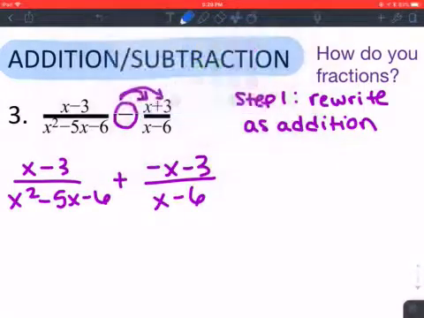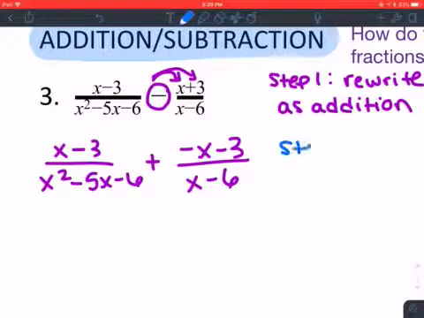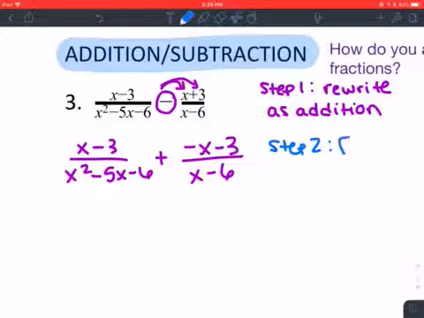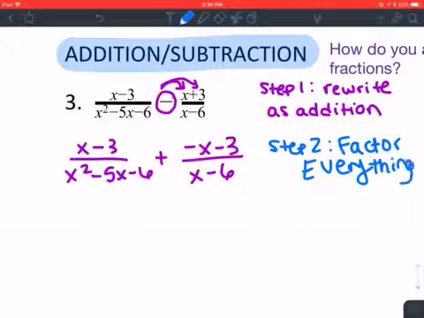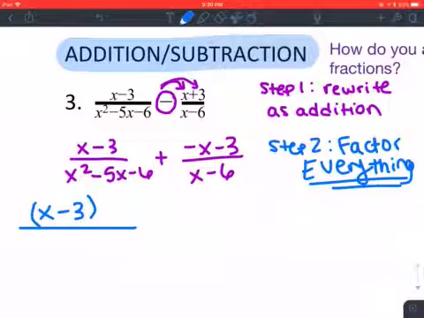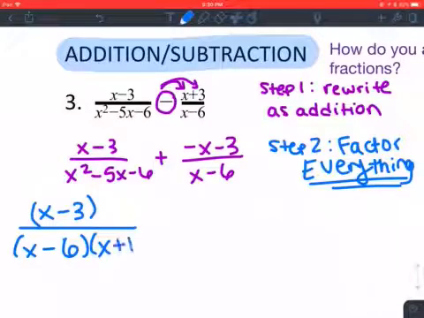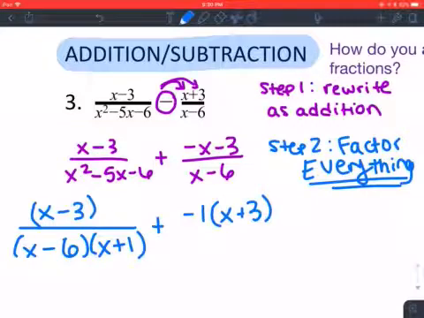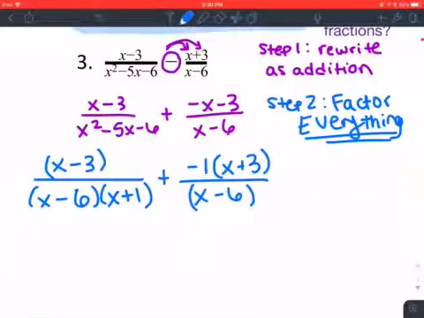All right, once I have my subtraction rewritten as an addition problem, I'm then going to factor everything, just like we did with multiplication and division. All right, so my numerator in the first fraction does not factor, but my denominator does. X minus 6, x plus 1. Okay, and then my numerator here, we could factor out the -1. And I have x minus 6 in the denominator, which does not factor.